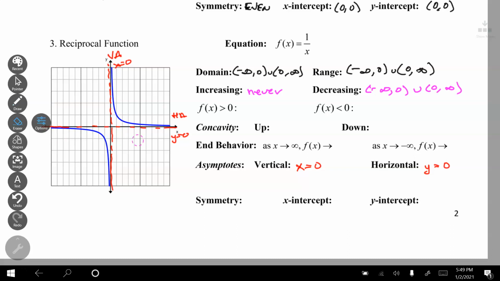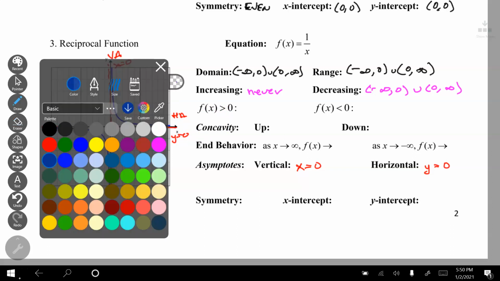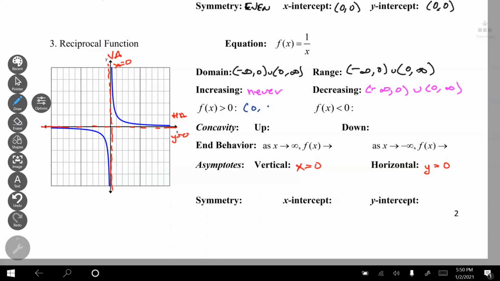When is it above the x-axis? Well, the right branch is above, and then conversely, the left branch is below. So from 0 to infinity, it is above the x-axis, and from negative infinity to 0, it is below the x-axis.